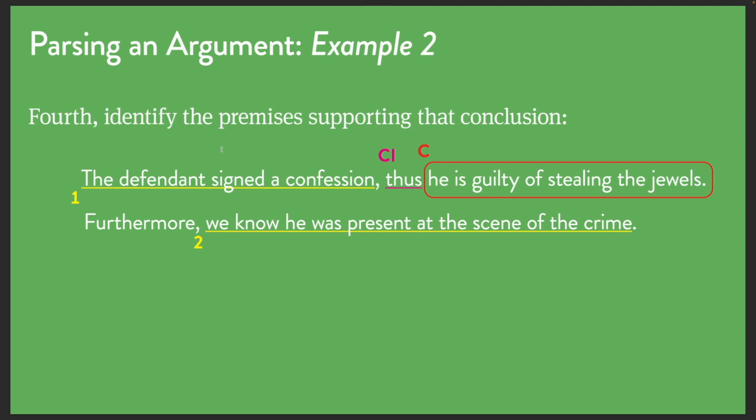What reasons are we given to believe that the defendant is guilty? The defendant signed a confession. Guilty of stealing the jewels. Okay, that makes sense. And we know the defendant was present at the scene of the crime. That's another reason that you might think that they're guilty of stealing the jewels.